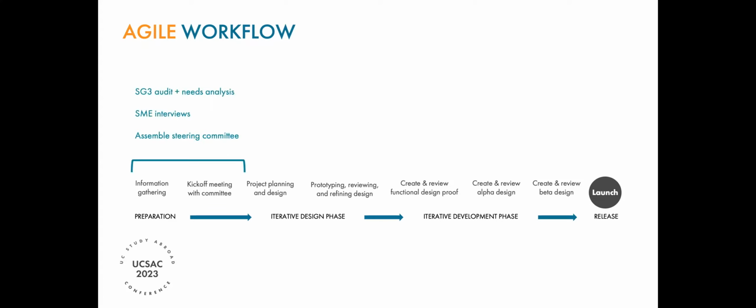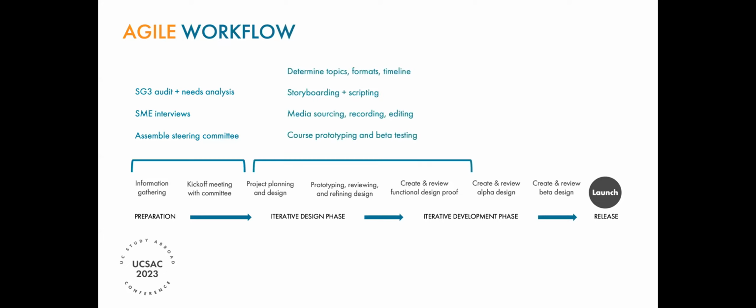So the types of activities that took place phase by phase, this is really the interesting part of the workflow, I think. We always start out with a needs analysis, which is basically gathering, analyzing feedback, and discovering what it is that we need to move forward, conducting subject matter expert interviews, and assembling a steering committee. And from there, really things speed up.